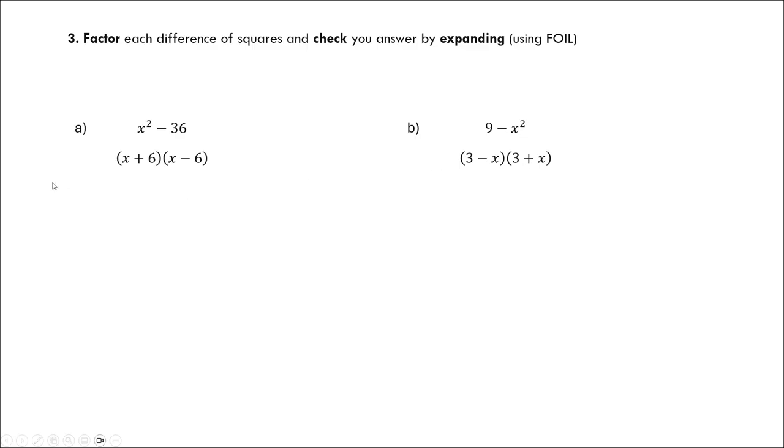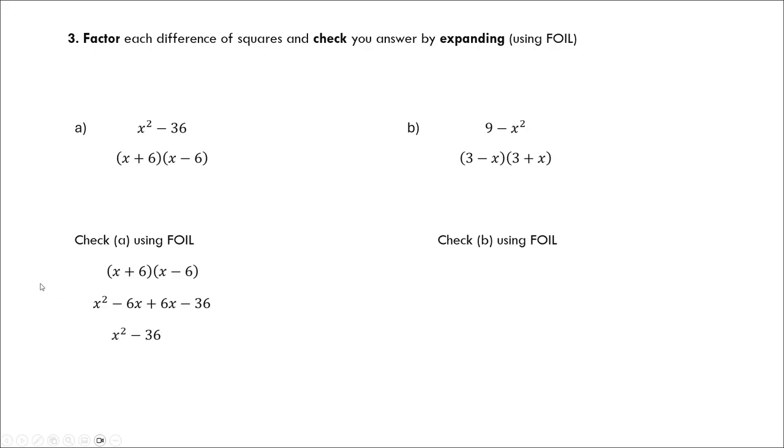Now we're asked to check these using FOIL. So if we've done our job correctly, we should be able to multiply this by this and arrive back at this. So let's check that. X plus 6 times x minus 6, x squared minus 6x plus 6x minus 36. Our negative 6x and positive 6x cancel out, and we're left with x squared minus 36.